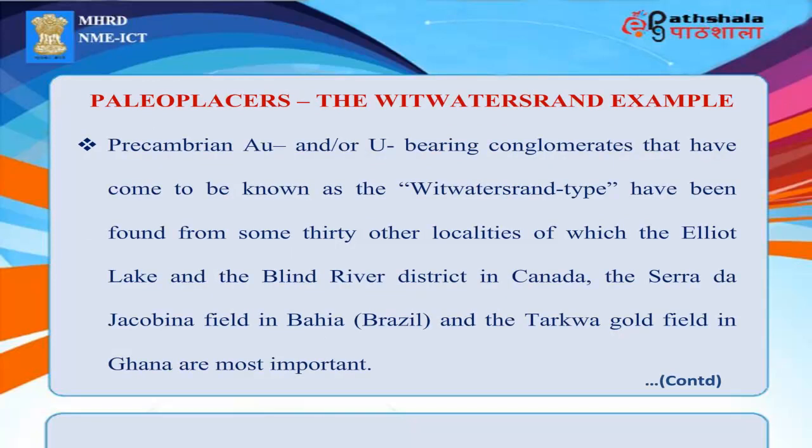Paleoplacers, the Witwatersrand example. Precambrian gold and/or uranium-bearing conglomerates that have come to be known as the Witwatersrand type have been found from some 30 other localities, of which the Elliot Lake and the Blind River district in Canada, the Serra de Jacobina field in Bahia, Brazil, and the Tarkwa gold field in Ghana are the most important.